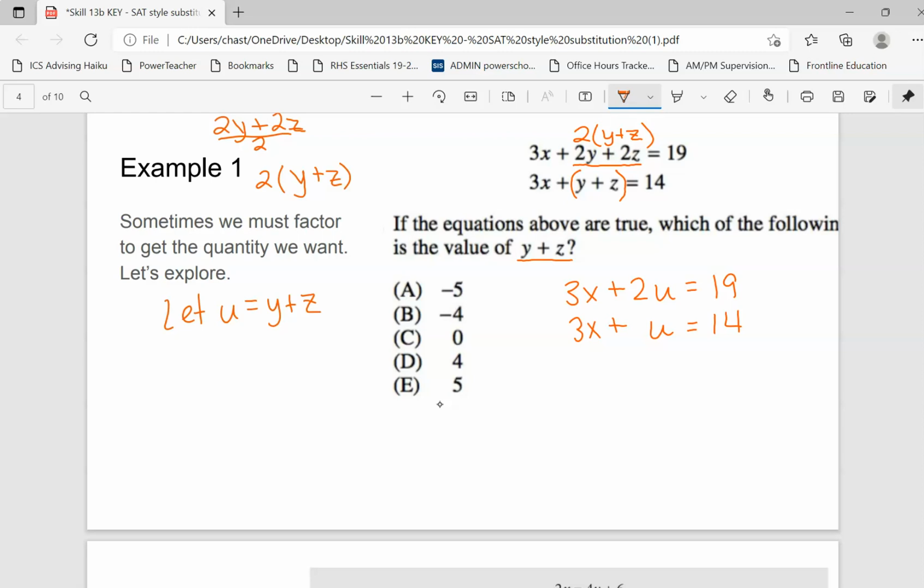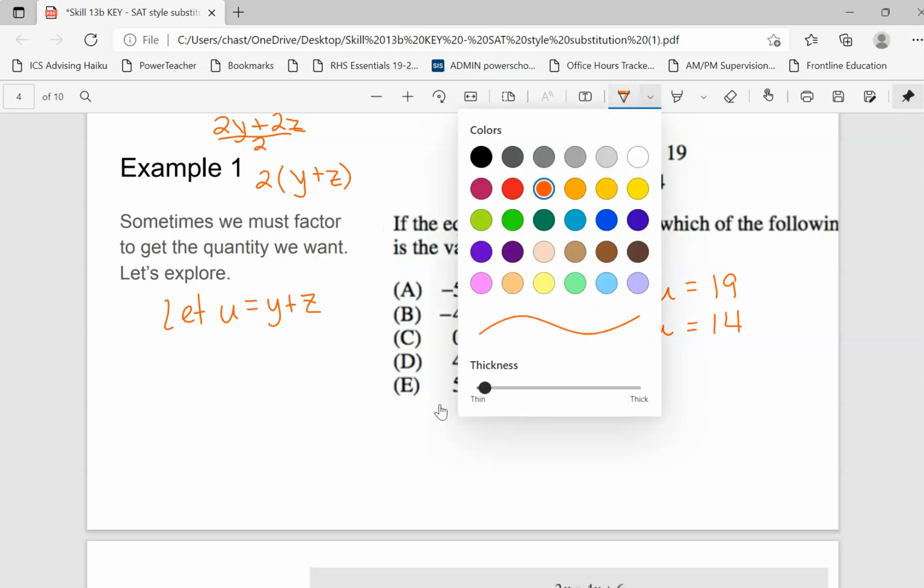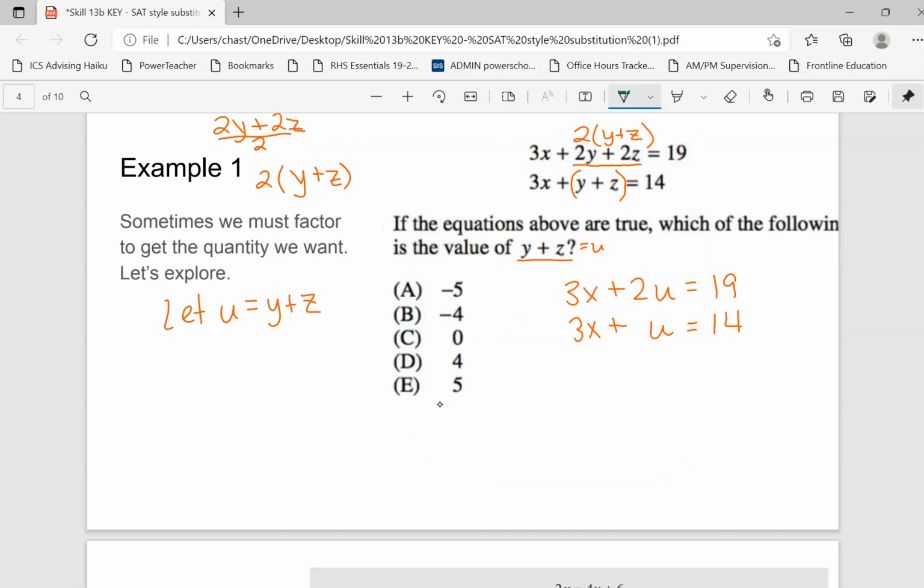And we're asked to find the value of y plus z, which is now our u value, because we let u equal y plus z. So now we're going to solve by, again, you could pick your method, but I'm going to eliminate the x's in this case. So I'm going to multiply the second equation by negative 1. So the top equation will stay the same, and the bottom equation will look like this.